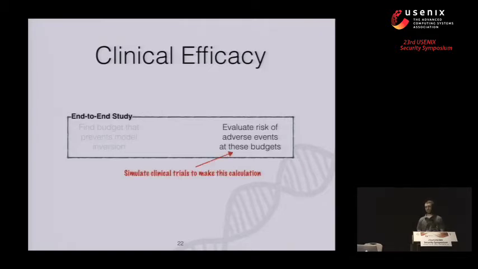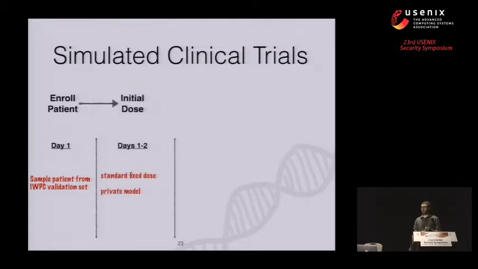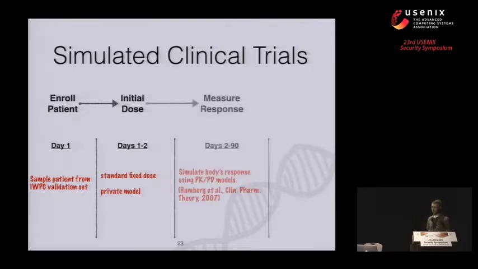To do this, we actually simulated warfarin clinical trials as they've been done in the physical world in the past. And what these clinical trial simulations look like is we start out by enrolling a patient, and for us this means sampling a row from the IWPC data set, their validation set. So the model wasn't trained over any of the patients we're evaluating here. We then prescribe that patient an initial dose of warfarin, and we can do this in one of two ways. We can assign them a fixed dose, 10 milligrams for the first 2 days. This is how doctors actually do this in real hospitals. Or we can assign a dose that's recommended by one of these private models.